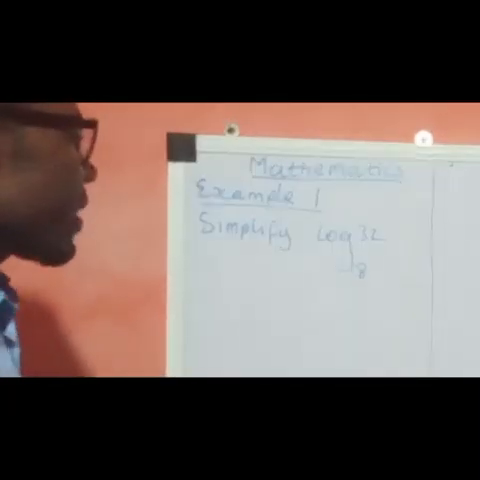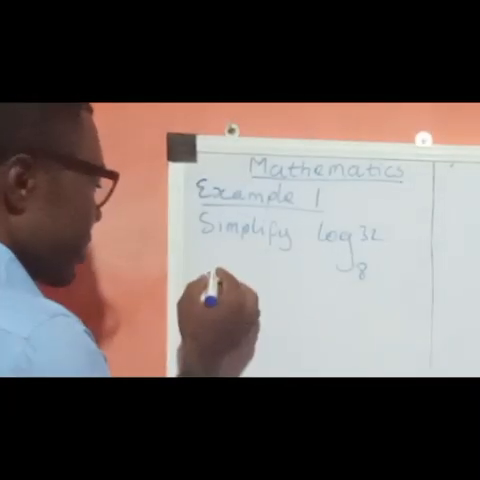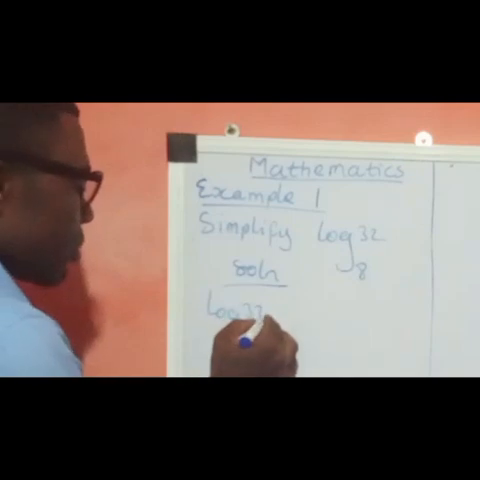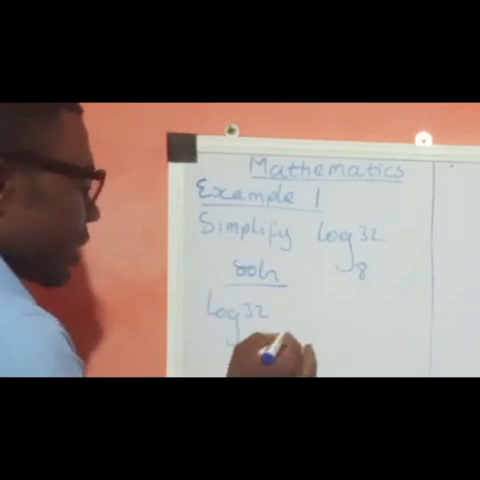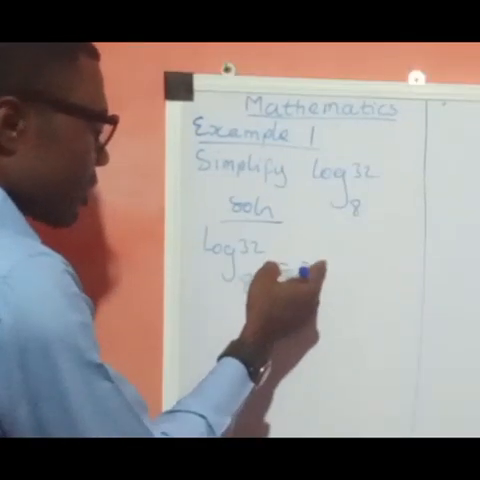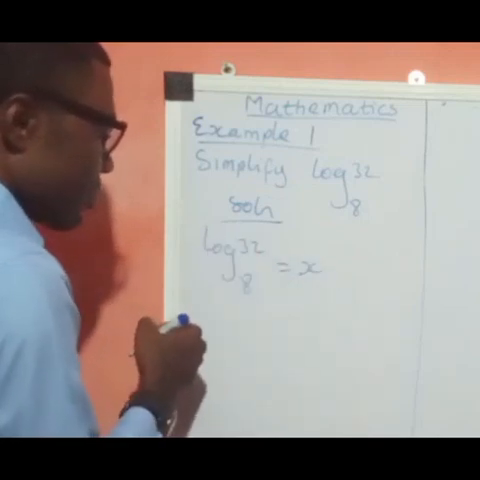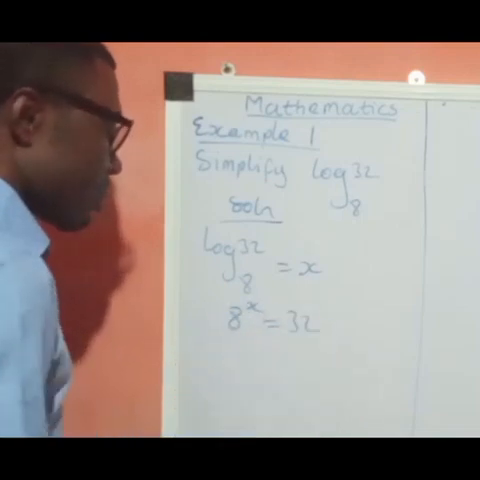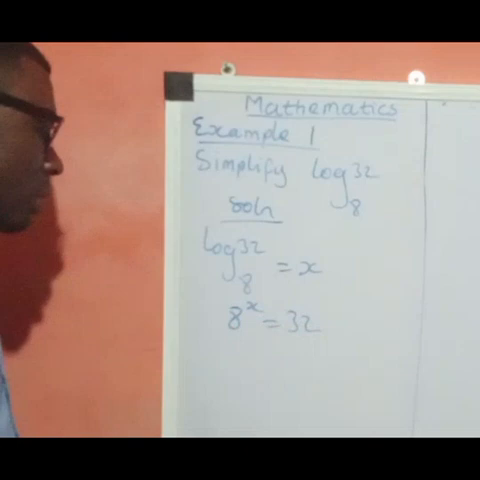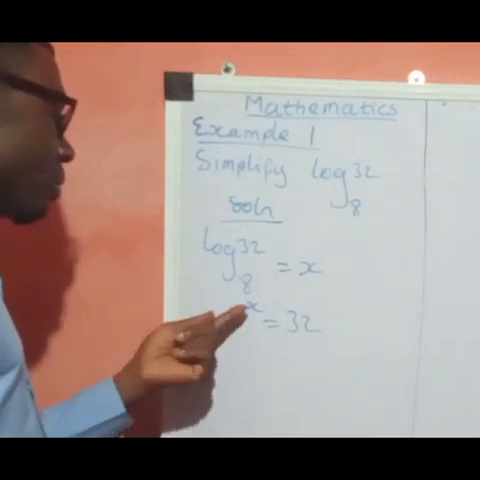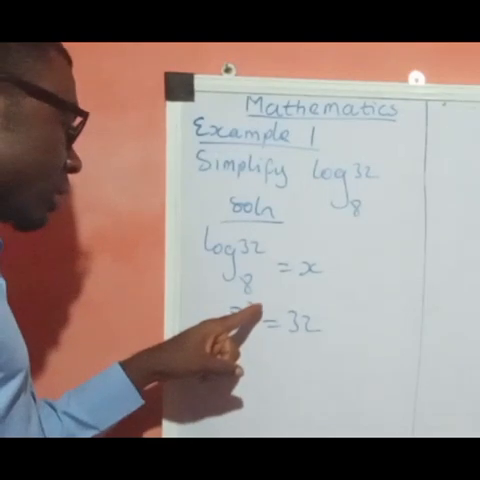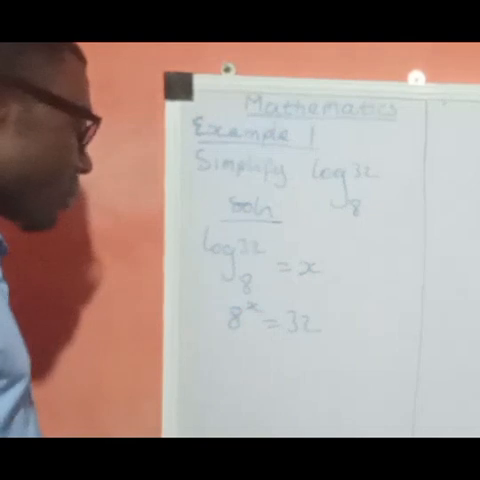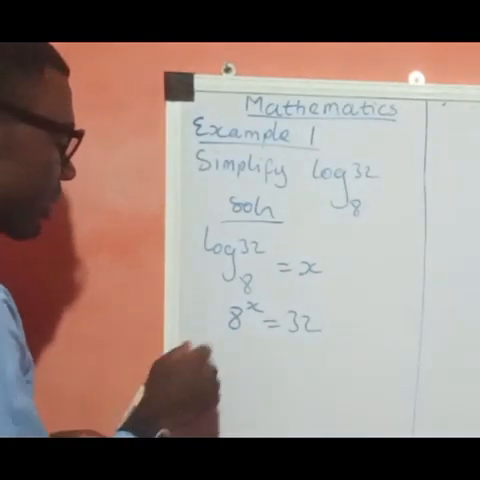Let's say we should simplify log 32 base 8. Solution: log 32 base 8, we say it is equal to x, that number to which 8 will be raised to get 32. That means 8 raised to power x is equal to 32. If you think, you will see that there is no integer to which 8 will be raised to get 32, because 8 raised to power 2 is already 64. So it is good for us to reduce this 8.